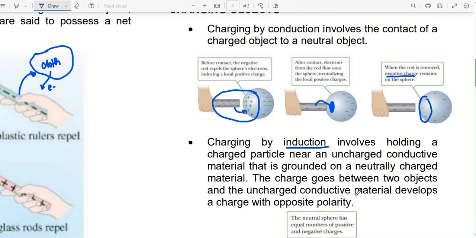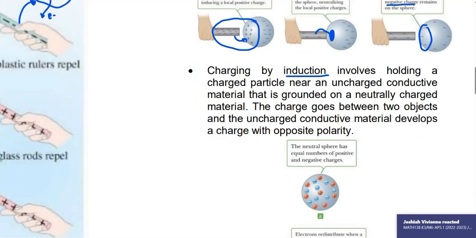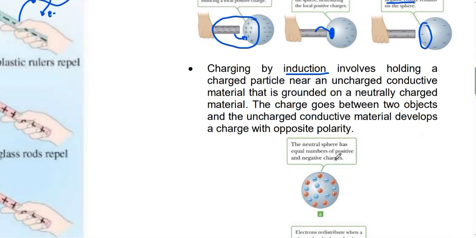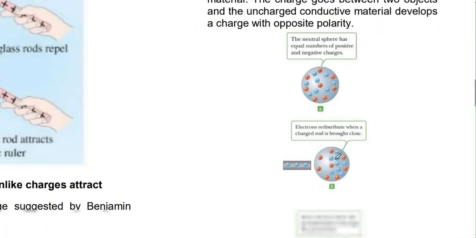So for us to understand, for example, we have here a neutral sphere. Neutral meaning equal number of positive and negative charges. And then we have a negatively charged rod, and it is brought close to the sphere, and the electrons redistribute, just like what happened earlier. But this time, it is not touched. It's just brought near the sphere.